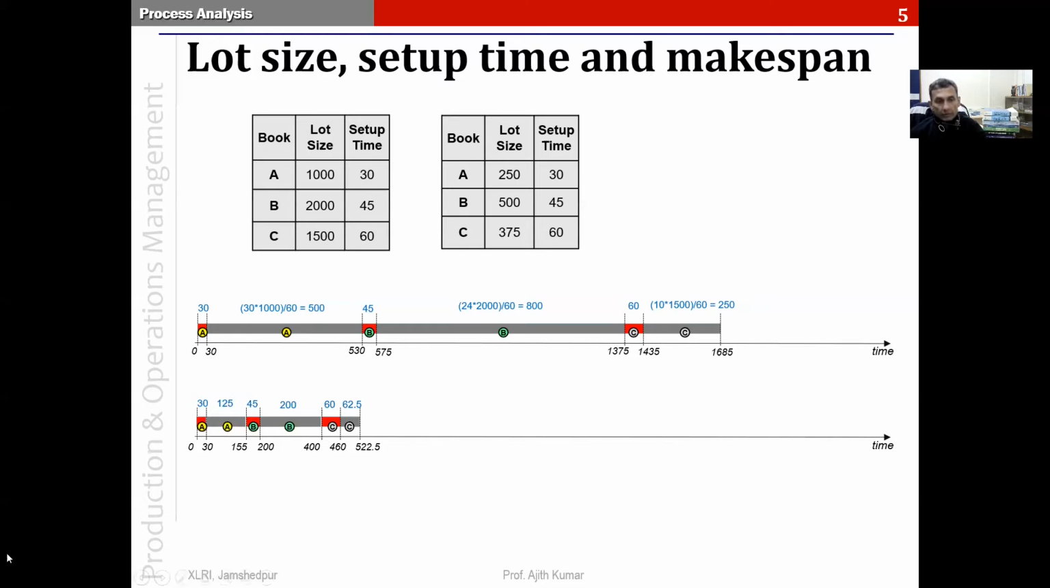So one cycle or one round of A, B, and C will take us 522.5 minutes to complete. Similarly, the second round would also take the same amount of time. The third round and the fourth round, by the time we finish 4 rounds, it is 2090 minutes. So now the make span has gone up from 1685 minutes to 2090 minutes.